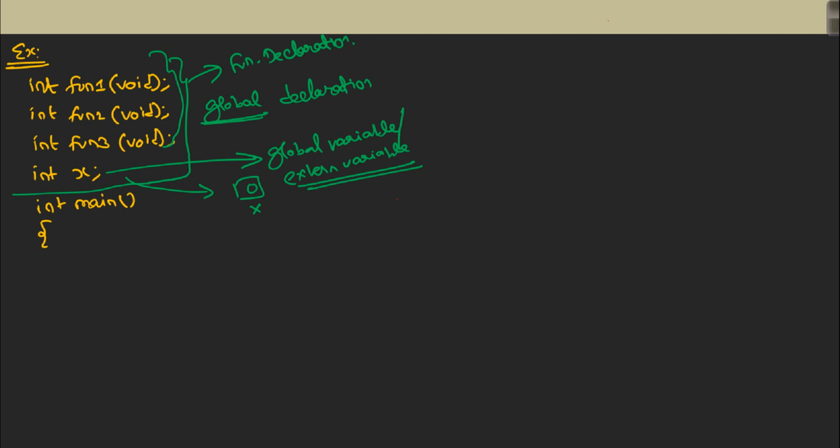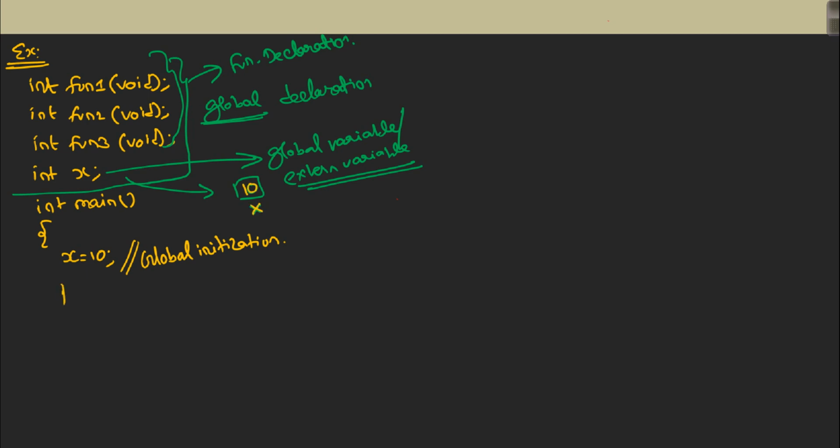So listen carefully now. x equal to 10. I am telling, inside this function, x equal to 10. Now this is called global initialization. Because here I am declaring it, here I am changing the value of x to 10. So the x value will become 10 now.